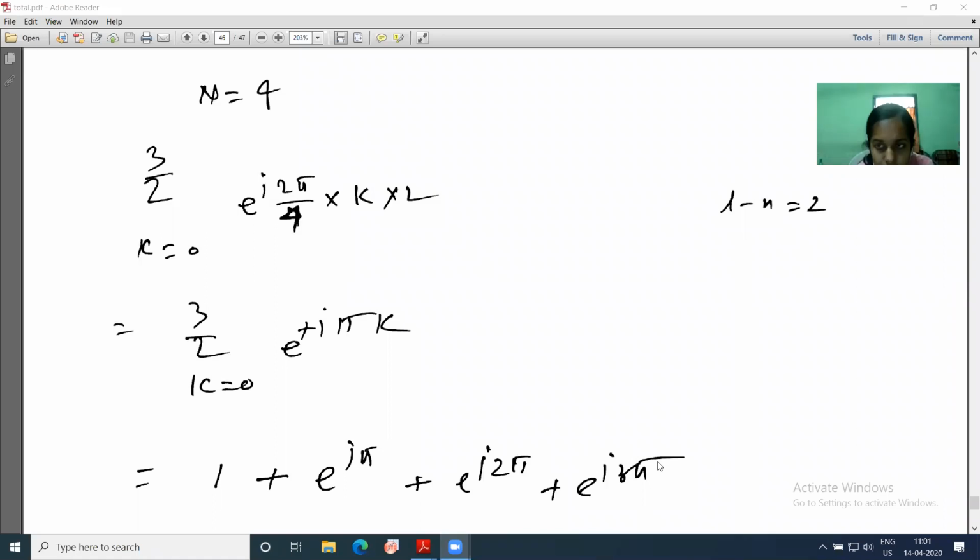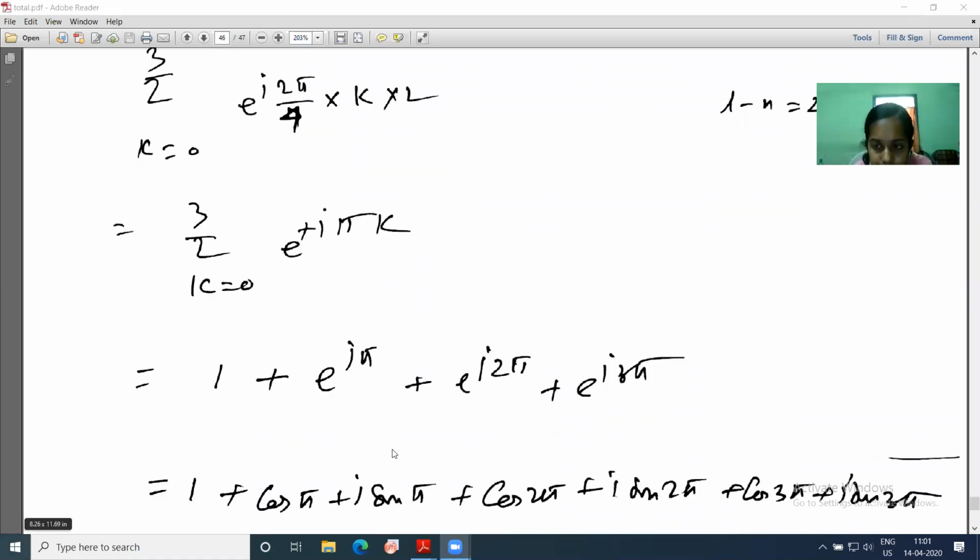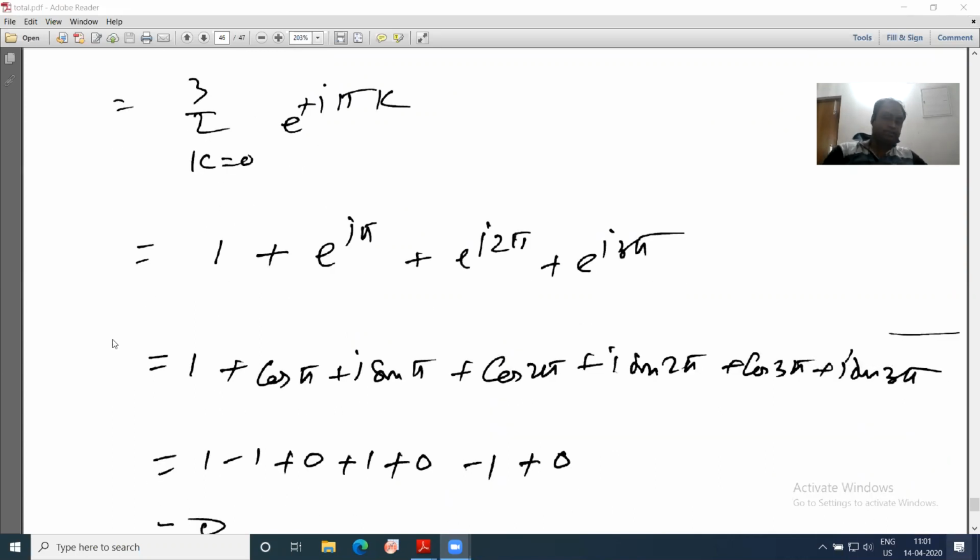Now if you find, this is 1 plus j pi, meaning cos pi plus j sin pi. Corresponding to the term e power j 2 pi, this will be cos 2 pi plus j sin 2 pi. And e power j 3 pi will be cos 3 pi plus j sin 3 pi. Now if you calculate this, this is 1, cos pi equals minus 1, j sin pi equals 0, cos 2 pi is 1, j sin 2 pi is 0.